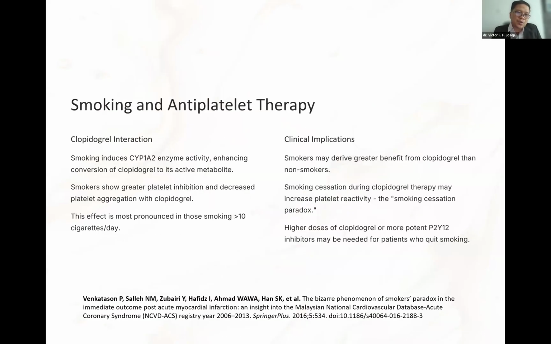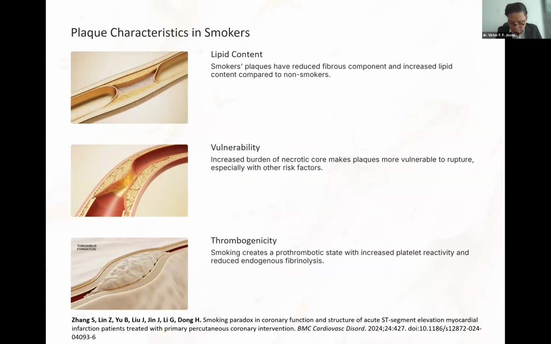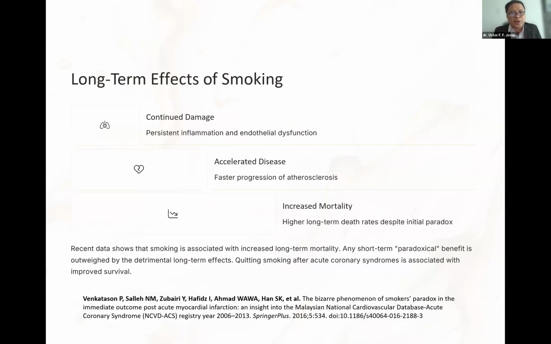Clopidogrel interaction shows that smoking induces CYP1A2 enzyme activity, enhancing conversion of clopidogrel to its active metabolite. This is the plaque characteristic in smokers, consisting of lipid content, vulnerability, and thrombogenicity. Long-term effects of smoking: you know that there is continued damage, persistent inflammation, and endothelial dysfunction, accelerated disease with faster progression of atherosclerosis, and increased mortality, with higher long-term death rates despite the initial paradox.